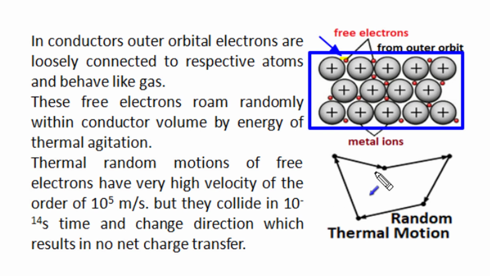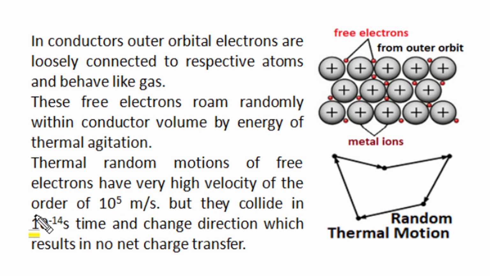Since an electron has a very small inertia, the thermal random motion of free electrons has a very high velocity, but in a very small time interval, 10 raised to power minus 14 second, as an electron passes 5-10 atoms, it collides with other electrons and diverts its direction, and the perfect random motion of electrons results in no net charge transfer by this random thermal motion of free electrons.